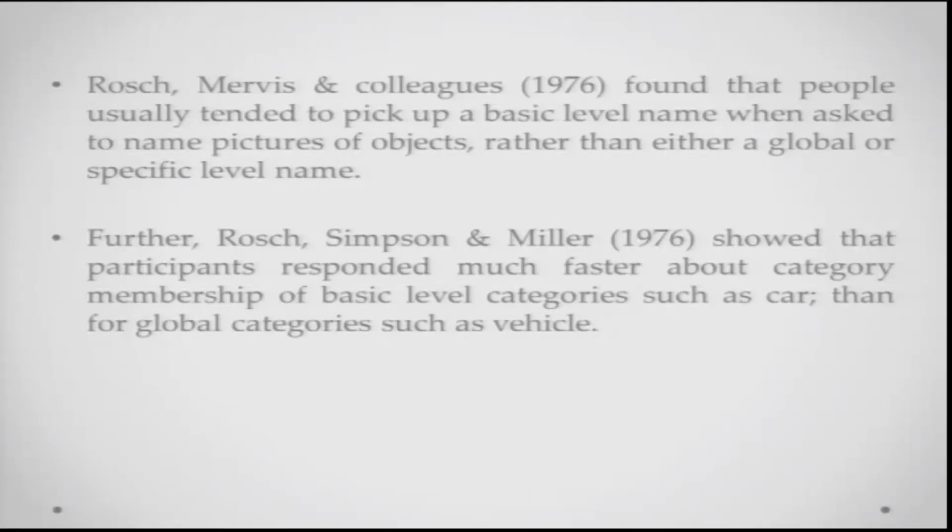Rosch, Mervis and colleagues found that people usually tended to pick a basic level name when asked to name pictures of objects such as furniture. They will generally name, let us say, a table or a chair, rather than going very specific and saying, for example, a dining table or a study table. Also, Rosch, Simpson and Miller showed that participants responded much faster about the category membership of basic level categories such as car, that it belongs to vehicles, than of global level categories.